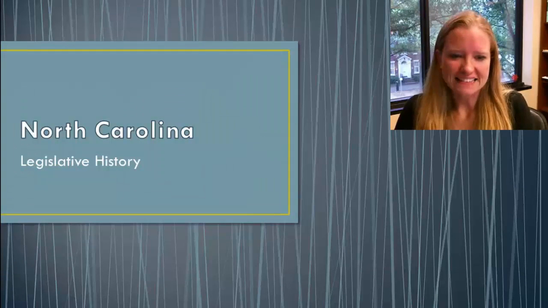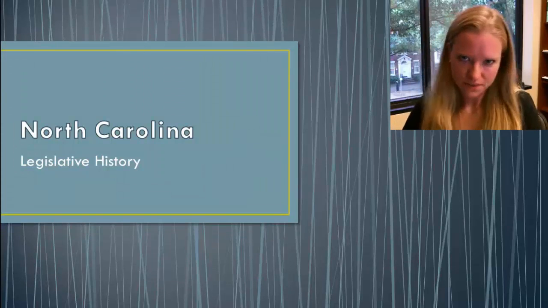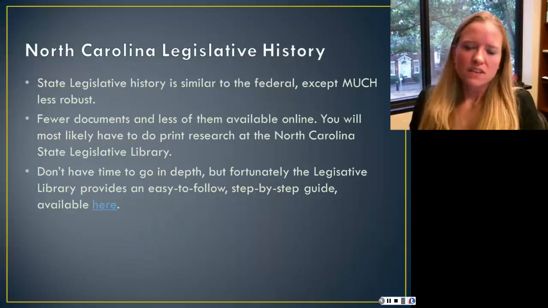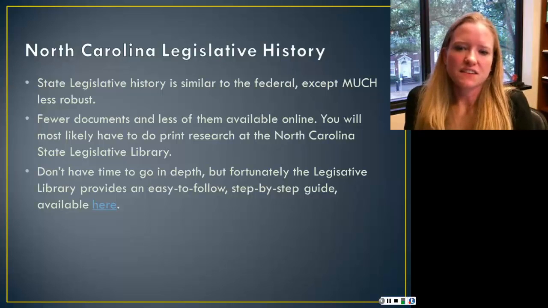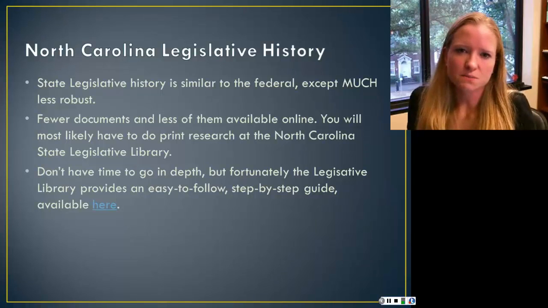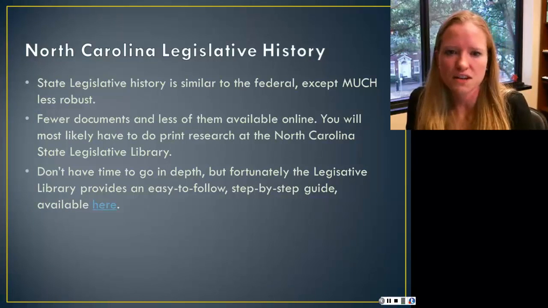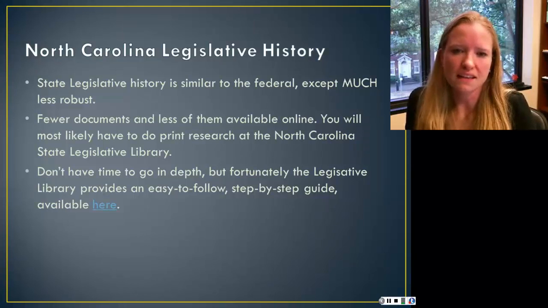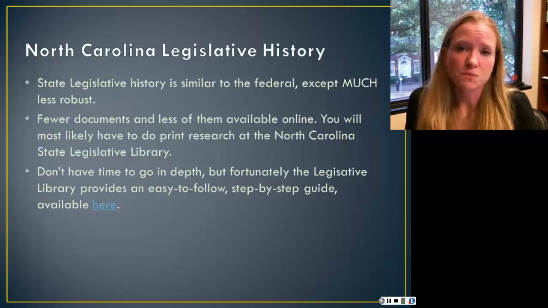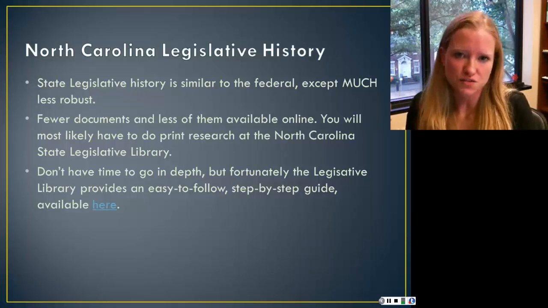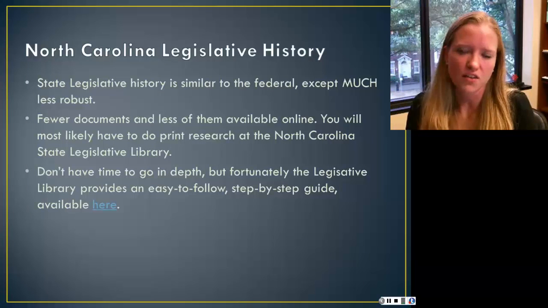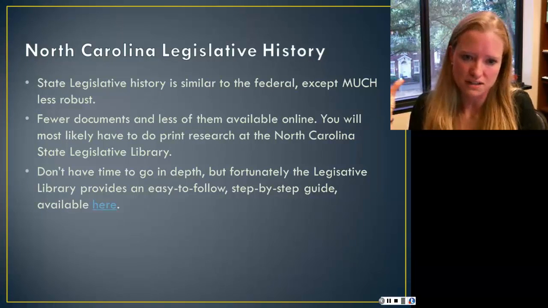Okay, lastly, North Carolina legislative history. North Carolina has legislative history similar to the federal, except it is much less robust. Not nearly as much information is created as in the federal version. There are way fewer documents, and fewer of them are available online. So a lot of times you'll have to do it in print, but even the print materials are not widely disseminated. Fortunately, we are right around the street from the state legislative library, and they are the home of all these materials, literally walking distance.